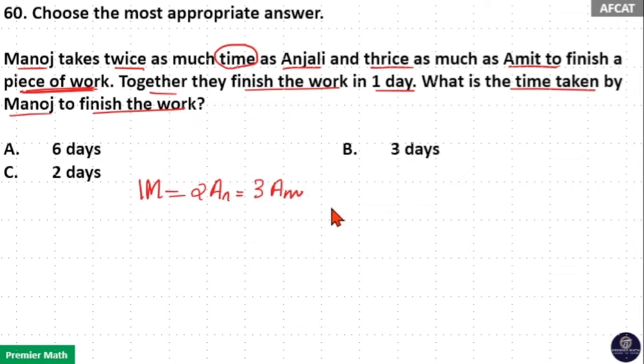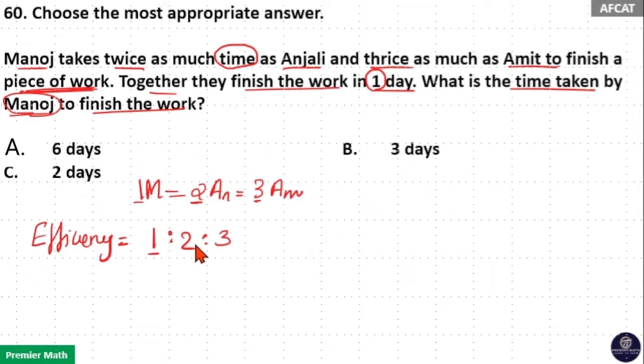These are the efficiency of these three people. That is, efficiency of Manoj is 1, efficiency of Anjali is 2 and efficiency of Amit is 3. So the numbers representing them is the efficiency, because Manoj takes twice the time of Anjali and thrice the time of Amit to finish the work. Here, efficiency is 1:2:3 means Manoj can finish 1 unit of work in 1 day, Anjali can finish 2 units of work in 1 day, and Amit can finish 3 units of work in 1 day.